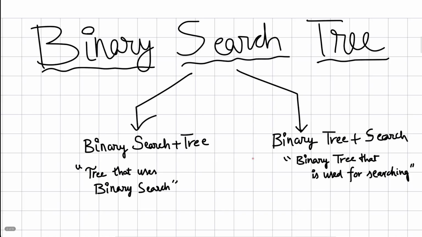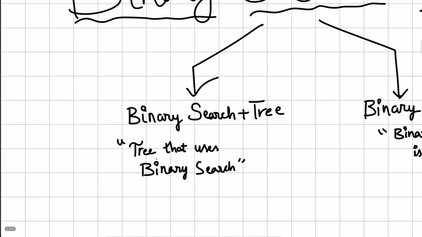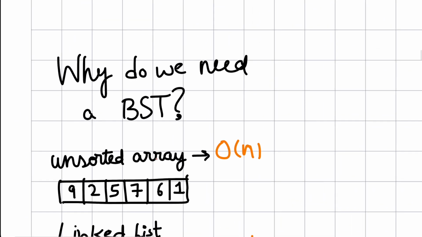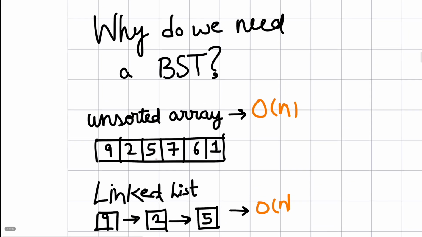So a good question before starting would be, why do we need a binary search tree? Are the data structures that we have not enough to get the work done? So let's start with it. Why do we need a binary search tree in the first place? We have an unsorted array, we have a linked list. So why do we need a binary search tree?